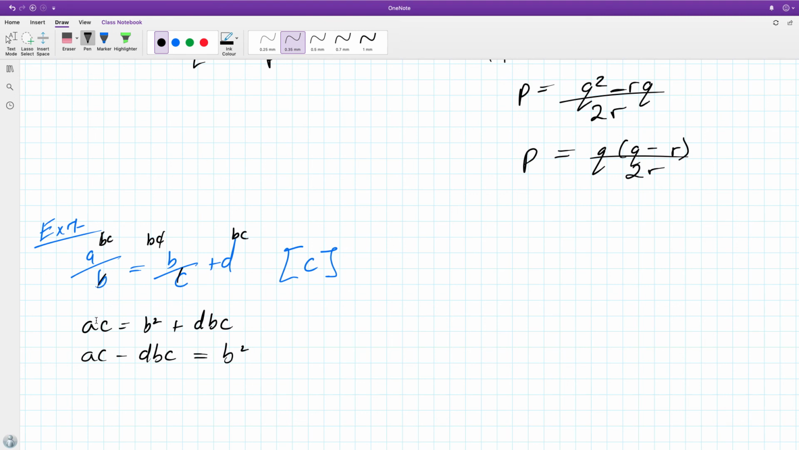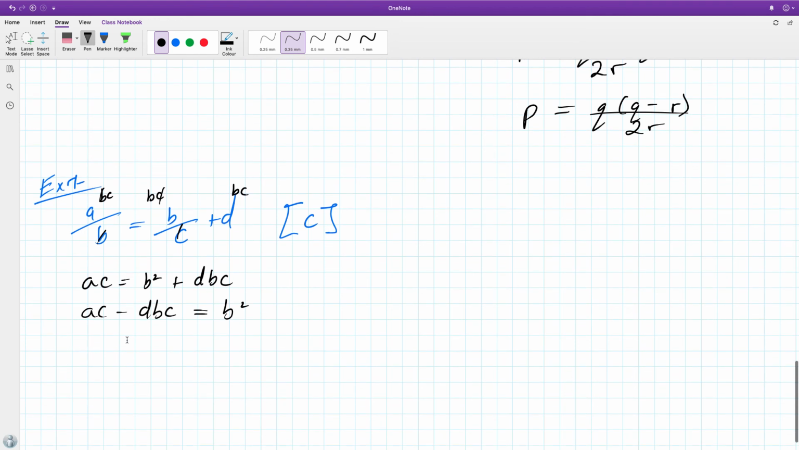It doesn't make a difference if you bring this to the right or that to the left. You'll end up with the same answer at the end, right? Don't worry which way you go with it. Take out a common C. You're left with A minus DB is equal to B squared.